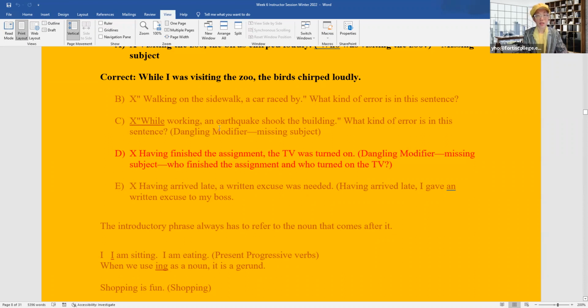While working, an earthquake shook the building. And so the earthquake got a job and is working in a building? No. So here it should be, while I was working, an earthquake shook the building. And so you're missing the subject I, or while she was working, or while Tom was working. It could be any subject. Okay, while we were working, an earthquake shook the building. And so that is also a dangling modifier because it's missing a subject.